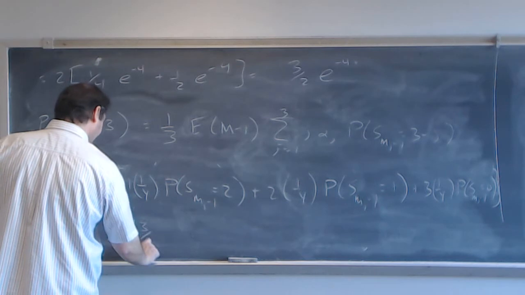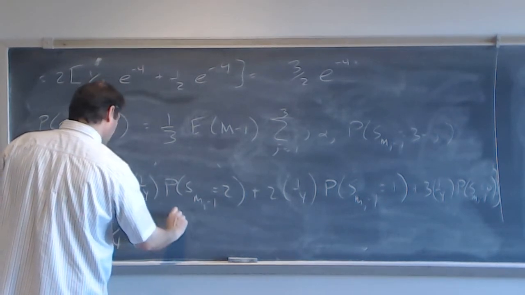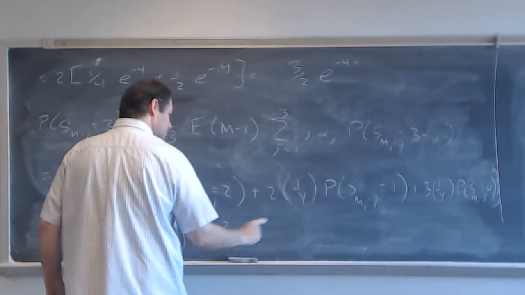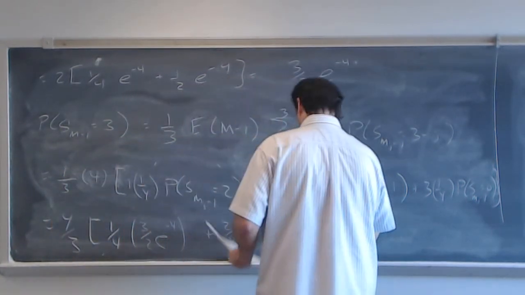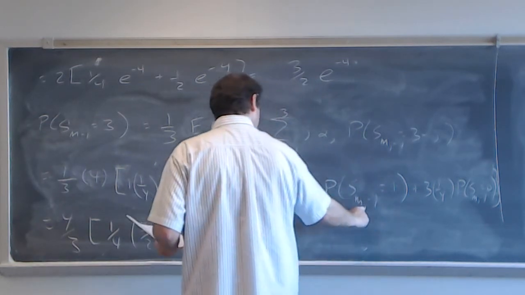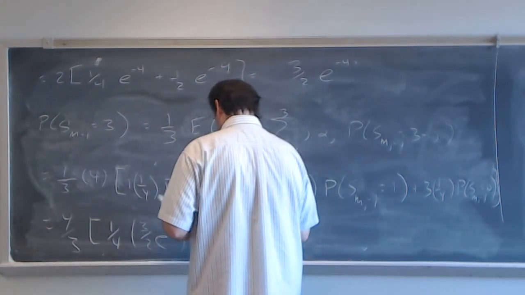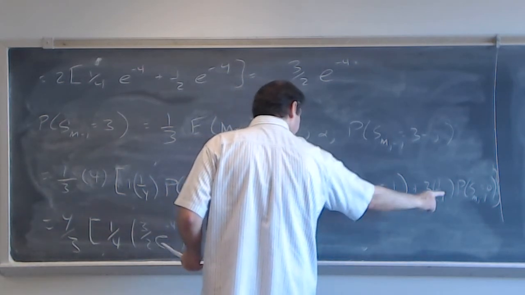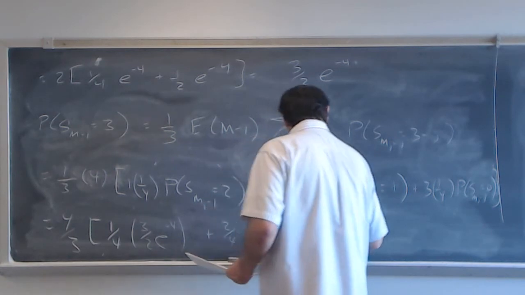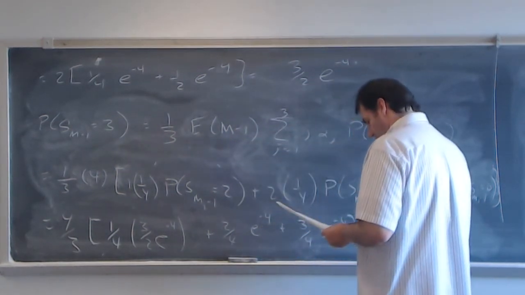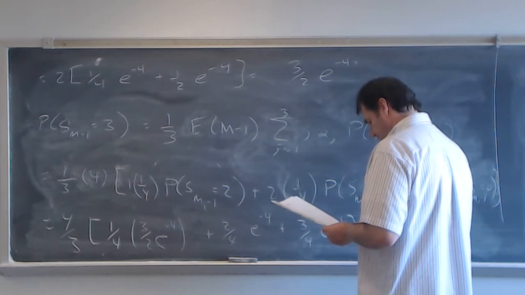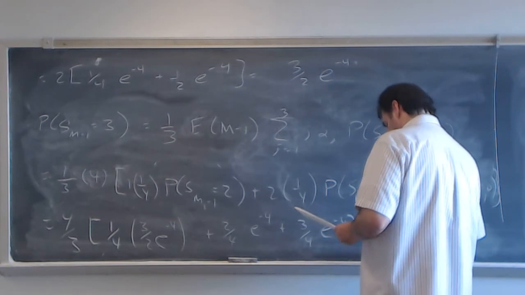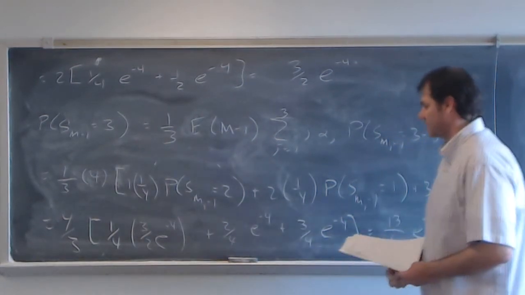So this is 3/2 e to the minus 4 plus, this is 2/4. Here we had done this before, probability of the same thing as S of M minus 1 equaling 1, which we have found to be e to the minus 4 plus, this is 3 fourths, and then this guy is e to the minus 4. And so when we compute that, this ends up being 13 over 6 e to the minus 4. So if you do the calculations, that's what you get.